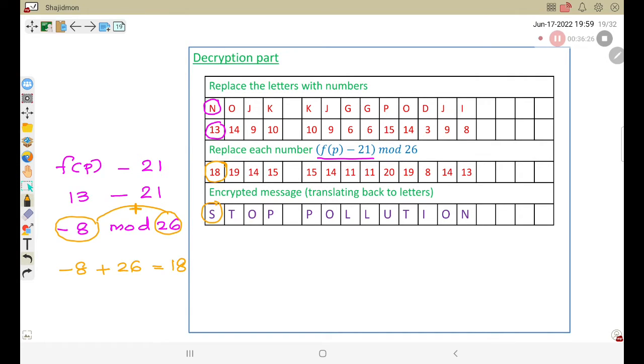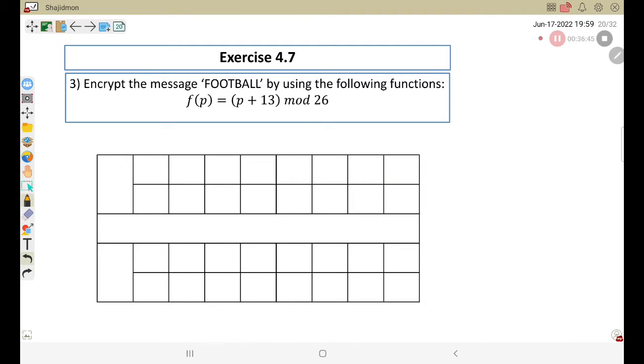18 means S letter. Same like that, for all the letters, when we are changing, you will get the same message, stop pollution. Okay, this is the inverse part or decryption part. I hope you understood the idea. And keep in mind this conversion shortcut is used for small numbers only. Otherwise, use the normal method, whatever we discussed in 4.2, the same way. Okay, let us start some examples so that you will understand more.